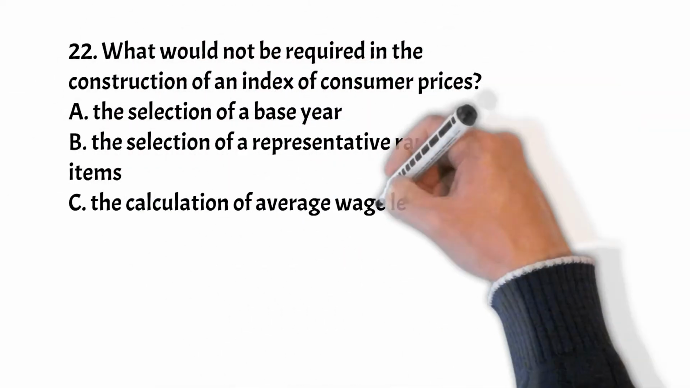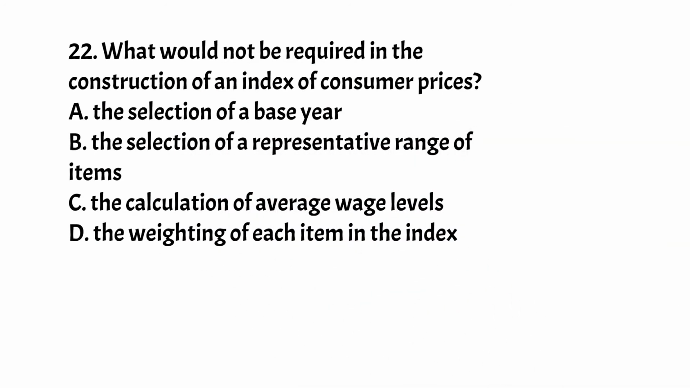Question 22. What would not be required in the construction of an index of consumer prices? A. The selection of a base year. B. The selection of a representative range of items. C. The calculation of average wage levels. D. The weighting of each item in the index. A, B, and D are required for a consumer price index. But the average wage is not required. We are trying to measure inflation after all. So, C. The calculation of average wage levels.